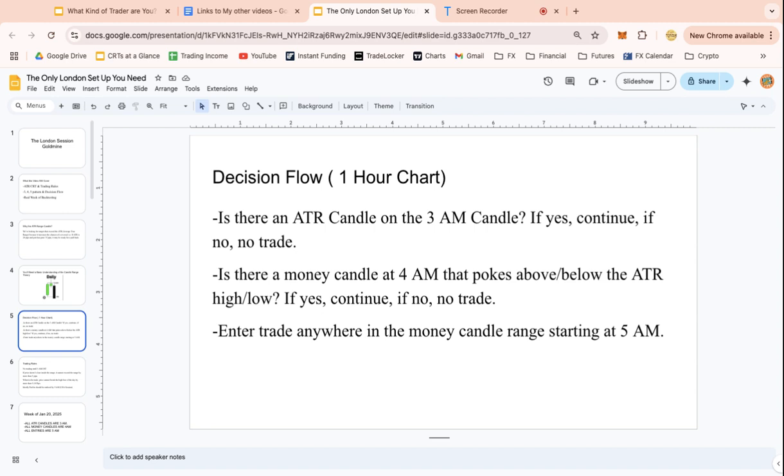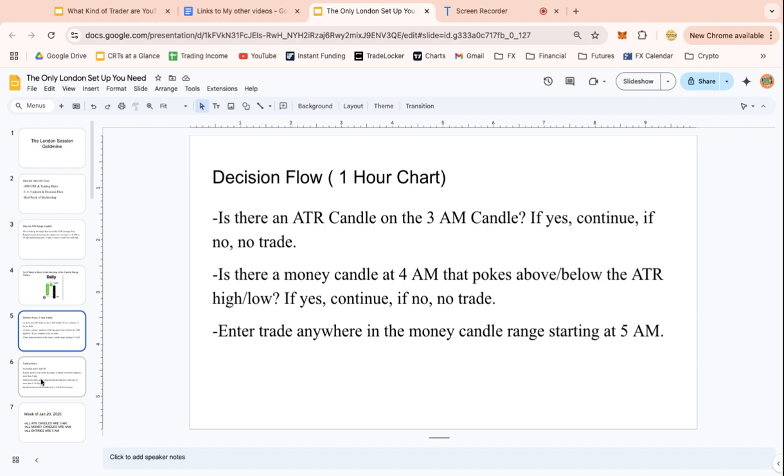Next, is there a money candle at the 4 a.m. candle? Did the 1 hour 4 a.m. candle poke above the high or below the low of the preceding candle and then close back inside of it? If the answer is yes, obviously that's a good thing, but if no, there's no trade. And then the last thing we do is that if 3 a.m. and 4 a.m. give us both those green lights, then we just go ahead and enter the trade at the 5 a.m. hour. Now, I do apologize for that. My phone is going crazy here.